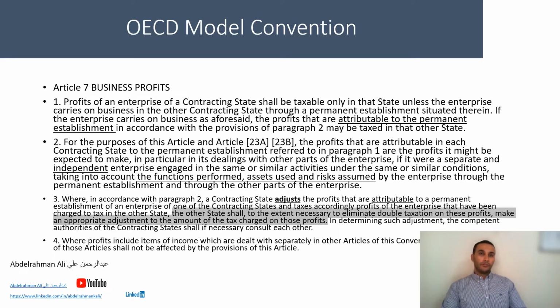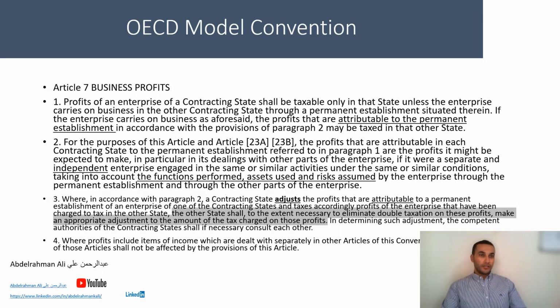If we go to Article 7 of the Model Tax Convention, it's referring to business profits. Business profits are dealt with, if we read through the first paragraph: the profits of an enterprise of a contracting state shall be taxable only in that state. So this is the tax jurisdiction, the right to tax rule. Unless, and this is the condition, the enterprise carries on business in the other contracting state through a PE, permanent establishment, therein.